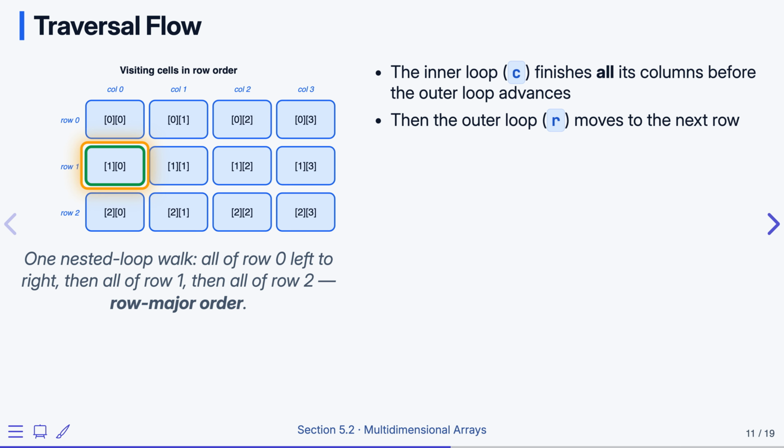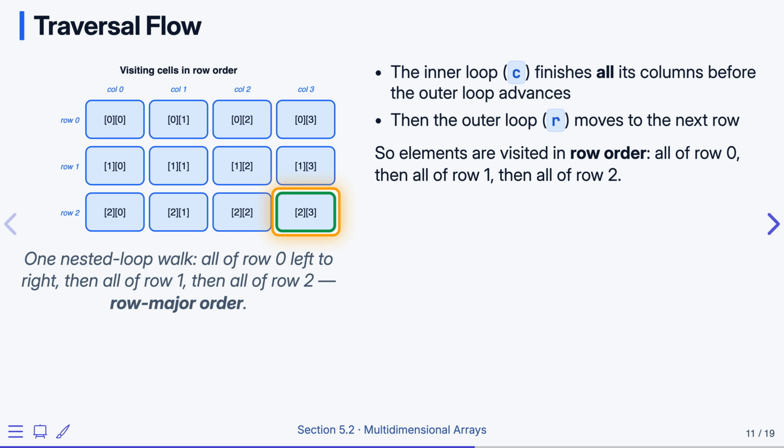The outer loop moves to row 1, column 0, grid 1, 0. Column 1, grid 1, 1. Column 2, grid 1, 2. Column 3, grid 1, 3, row 1 is done. The outer loop moves to row 2, column 0, grid 2, 0. Column 1, grid 2, 1. Column 2, grid 2, 2. Column 3, grid 2, 3. Every cell has been visited in row order.